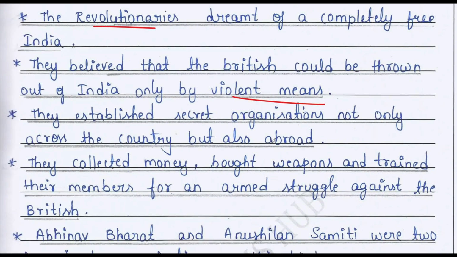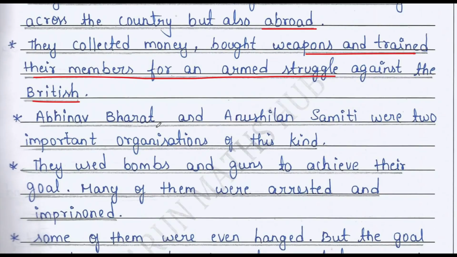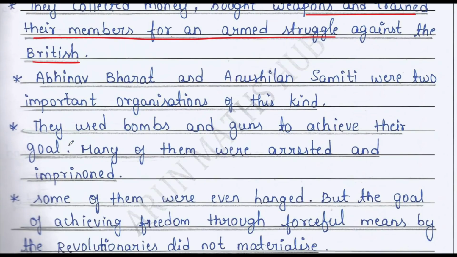They established secret organizations not only across the country but also abroad. They collected money, bought weapons, and trained their members for an armed struggle against the British. Abhinav Bharat and Anushilan Samiti were the two important organizations of this kind. They used bombs and guns to achieve their goal.